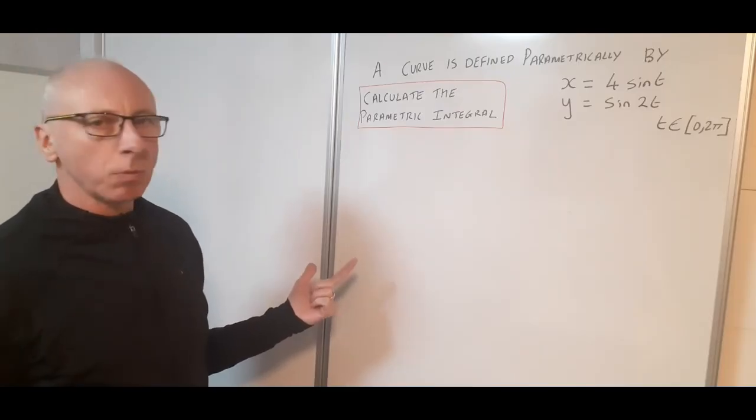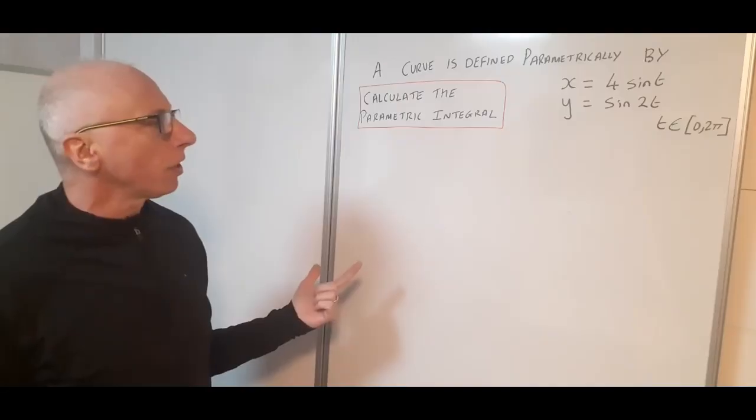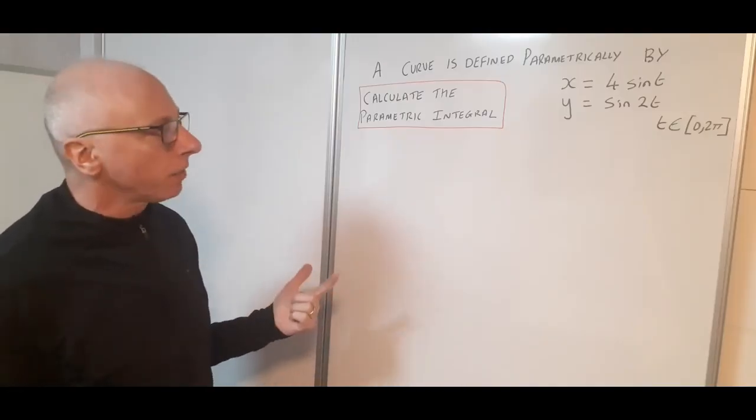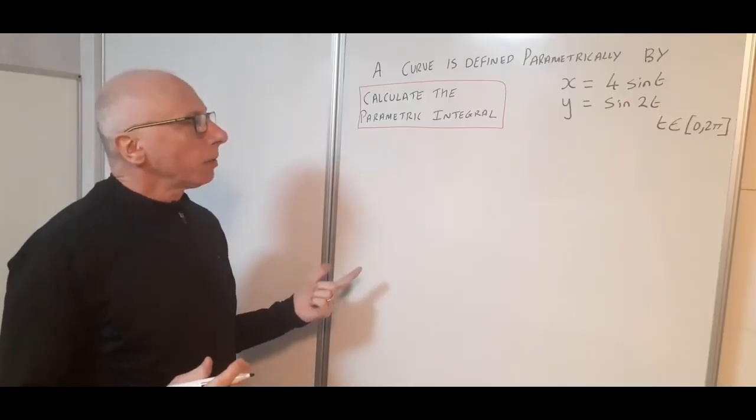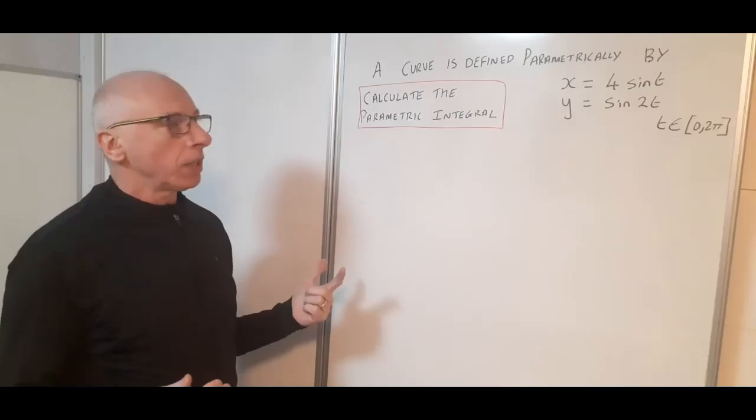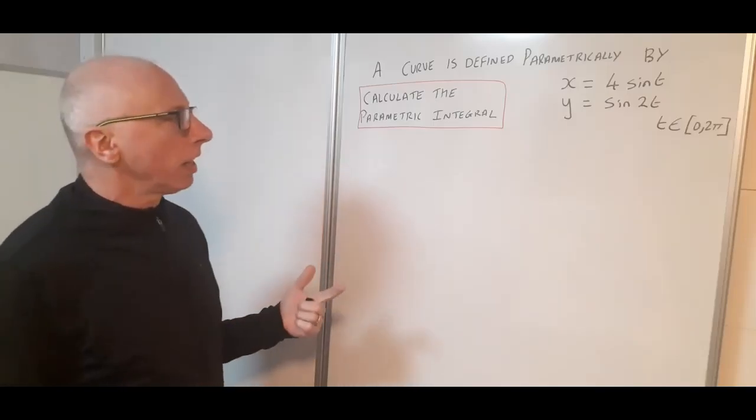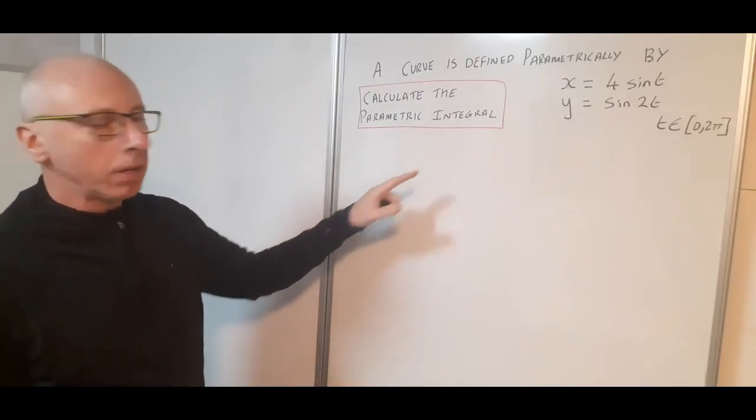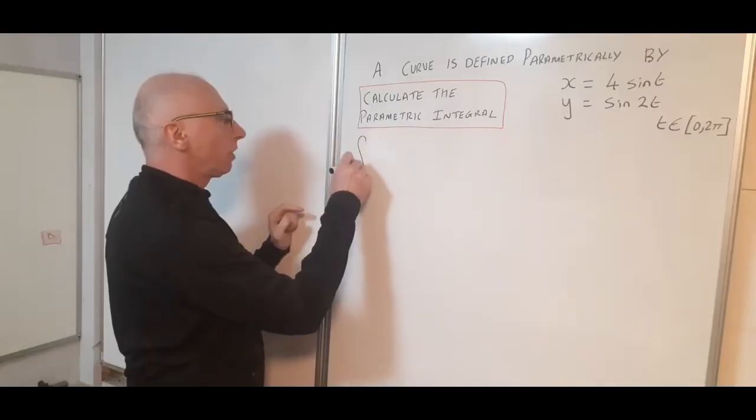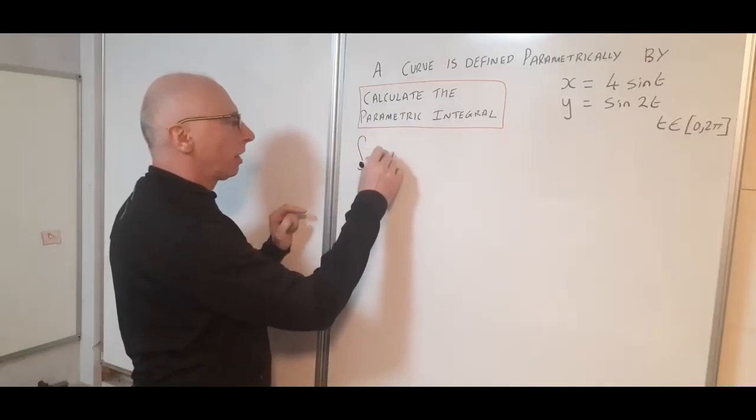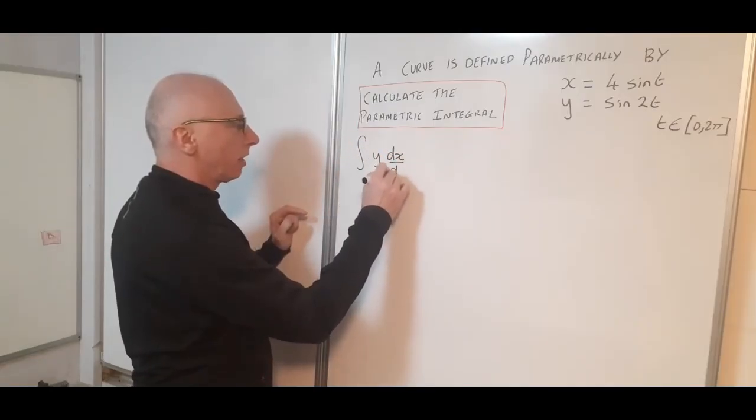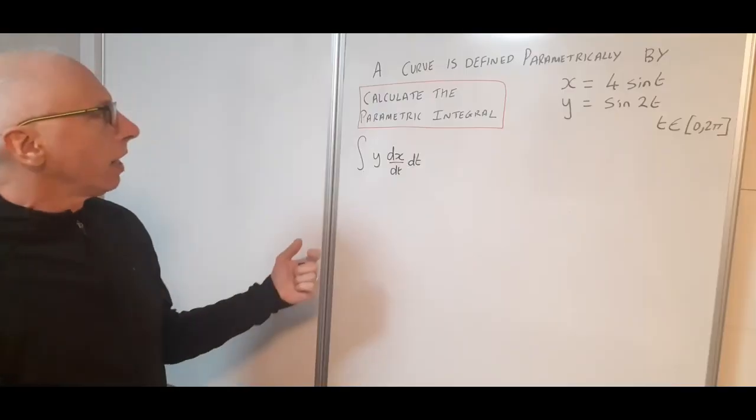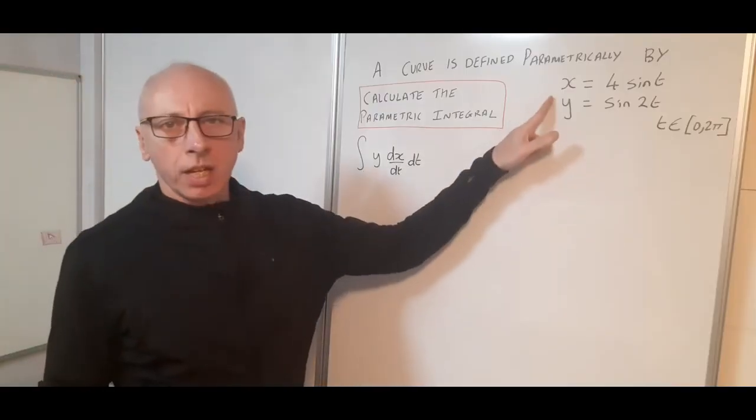Well, first of all, that would be the area underneath the curve between the x-axis and above, and it'd be minus if it's below. So I'm going to put a sketch at the end of this video so you can see what's going on. But first of all, we need to work out what this integral is. Now a parametric integral is defined as the integral of y dx/dt dt. That's what we need.